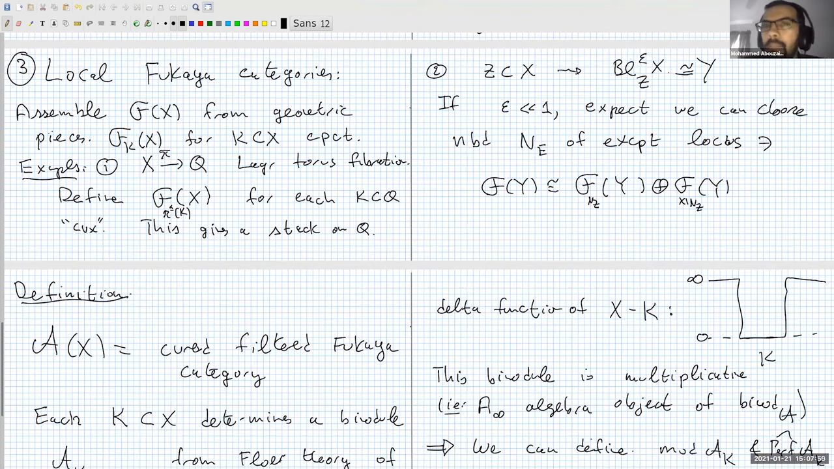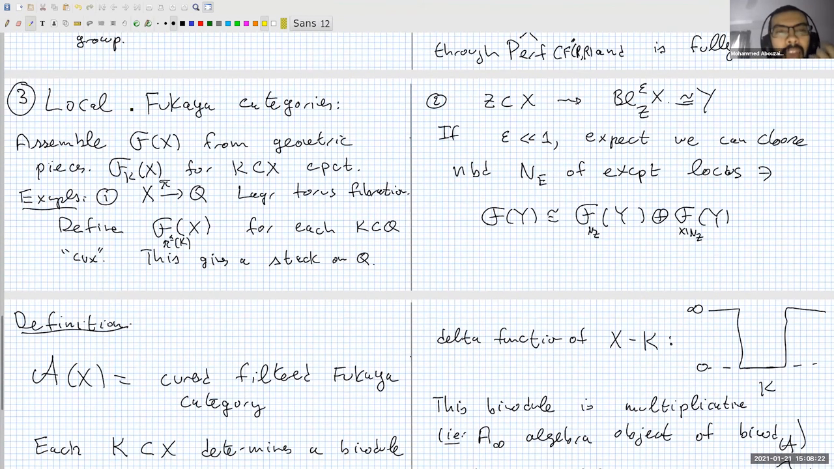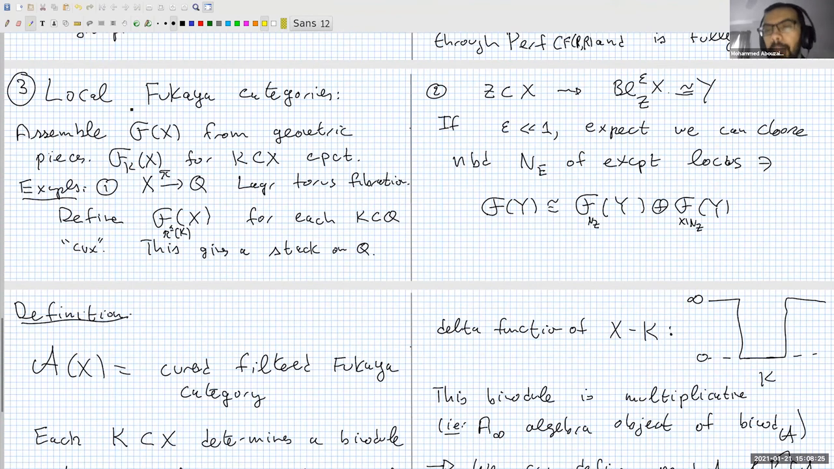So what does it mean by assemble? Well, the main idea, and this is what I'm trying to reflect in the notation, is that you're not trying to take the Fukaya category of the pieces. What you're trying to do is formulate the Fukaya category of X, the part of it that is supported in some kind of subset of X. So I'm going to take a compact subset of X, K, and look at the Fukaya category of X with support in K.